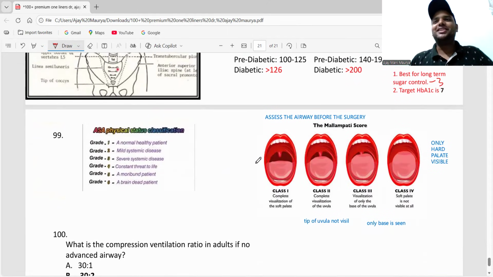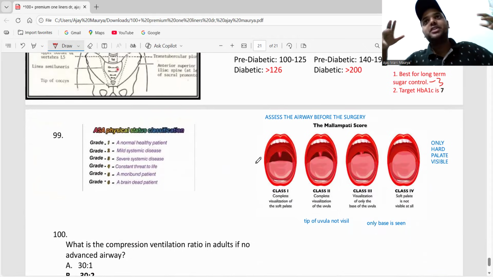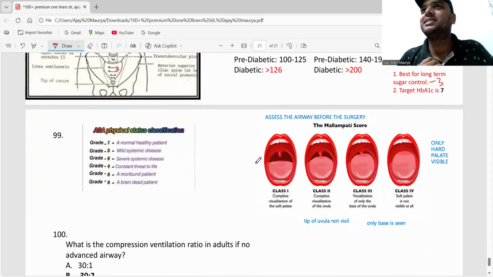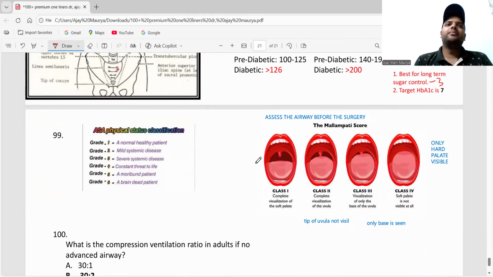So yeah, we reached the final point. Next one. What is ASA grading? Oh my goodness, this one. Meaning what? Suppose you are diagnosed with appendicitis and you are going to have the operation tomorrow, then today the anesthesia team will come and they will ask you, do you have anything? Do you have BP?